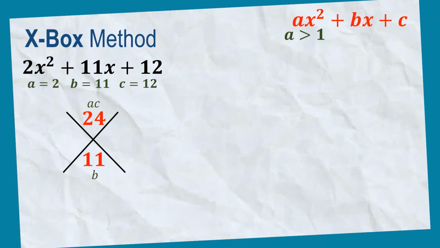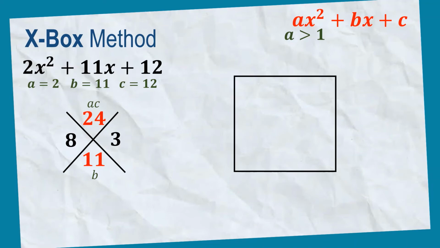Sa dalawang gilid po ng x, isipin po natin ang factors ni 24 na ang sum ay 11. So we have 8 and 3. Since 8 times 3 is 24 and 8 plus 3 is 11. Bumuo tayo ng kahon. Hatiin sa 4. Sa unang parte ng kahon, we have 2x squared.